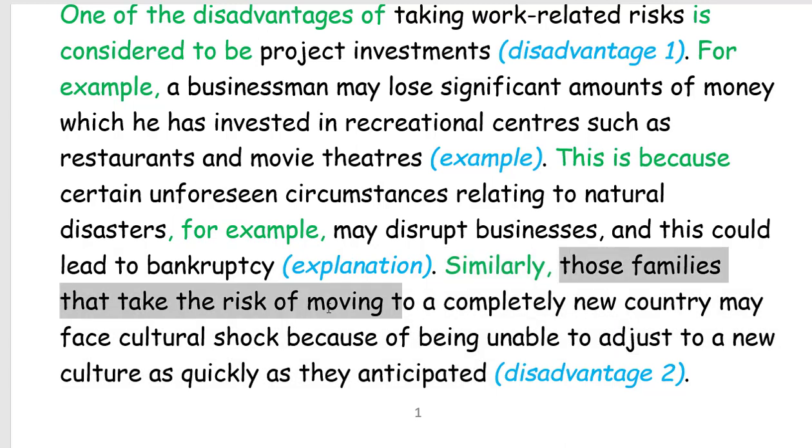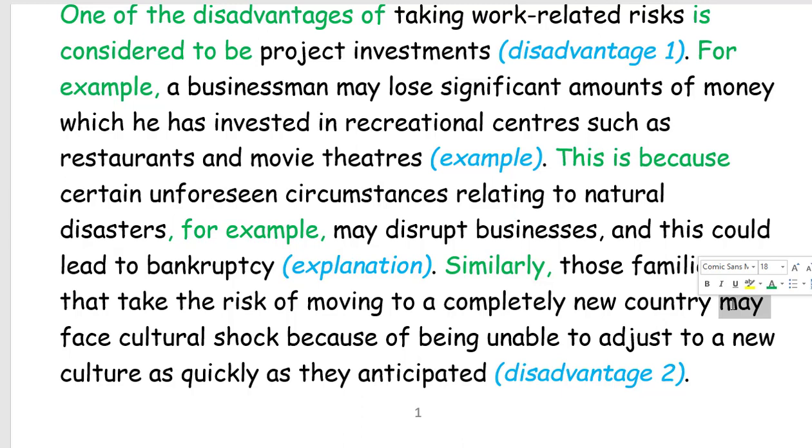And we are talking about one more disadvantage. We just say that those families that take the risk of moving to a completely new country may face cultural shock. Here, please pay close attention to this modal verb: may face, not can, but may. When you say can, that means that they will definitely do it. But may, that basically means it's 50-50. They may face or they may not face. The examiner will also pay attention to your modal verbs to make sure that you can use them correctly here.